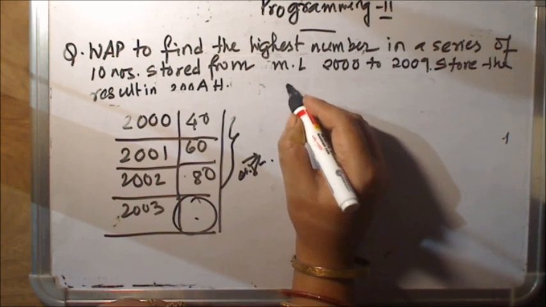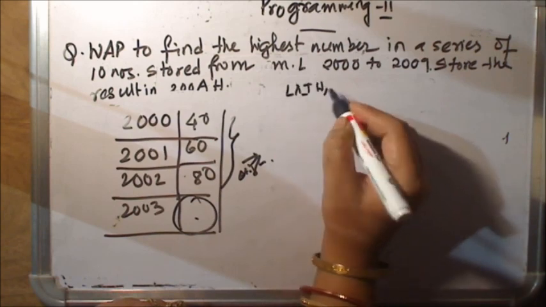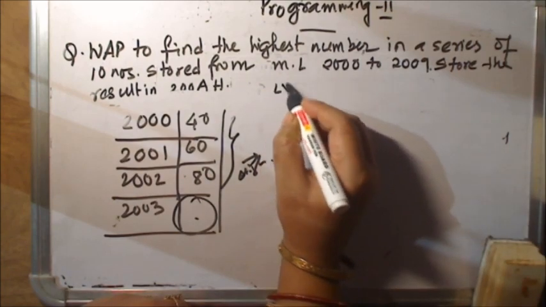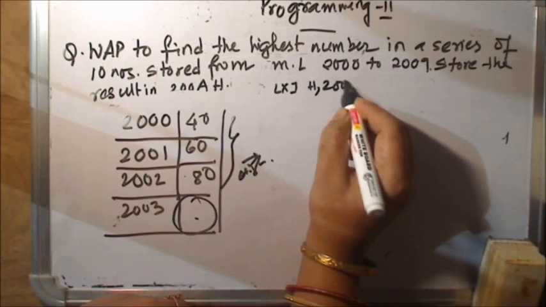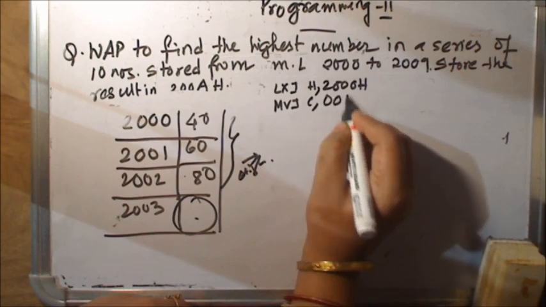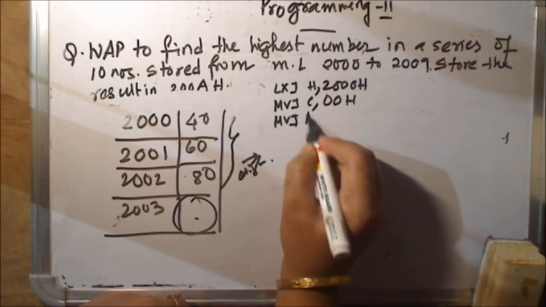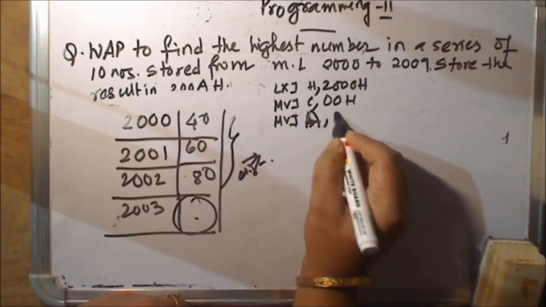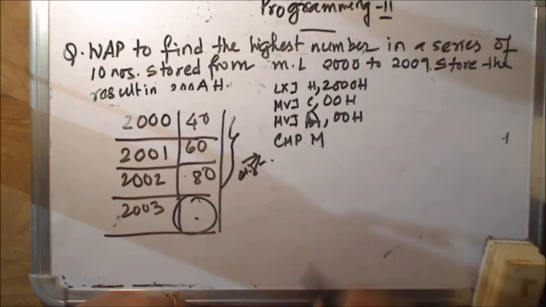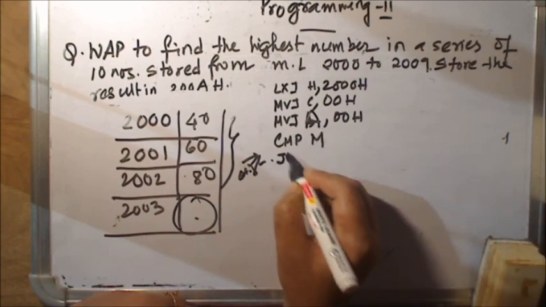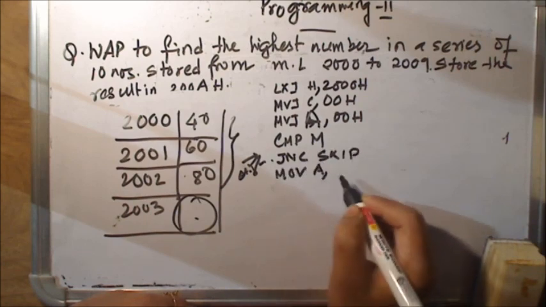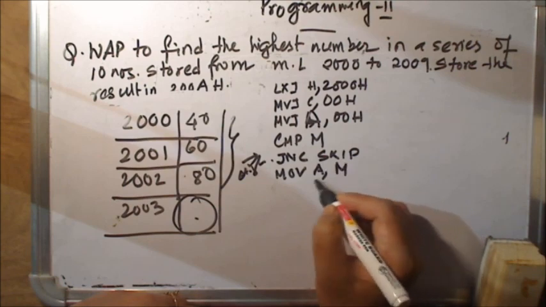So let's start the program. First we will initialize LXI H, 2000H. Then we will initialize the count, MVI C, 00H. Then initialize the register A with 00H. Then we will compare, CMP M. If carry is not generated, we will skip the copy, but if carry is generated, we will copy the higher number into A.